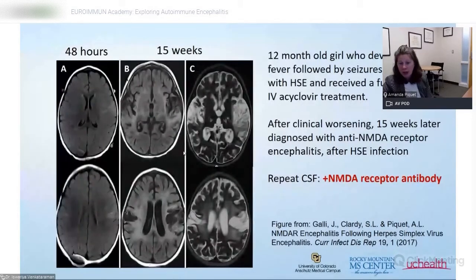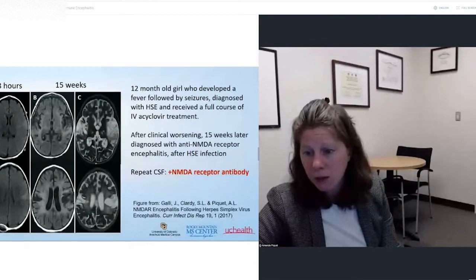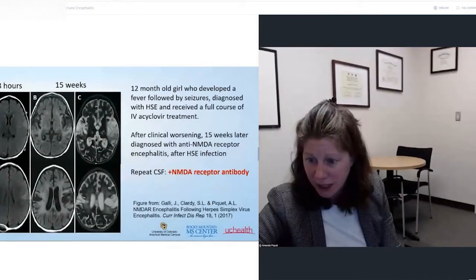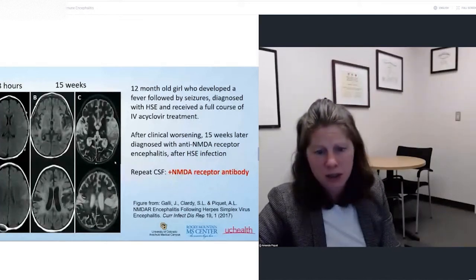She had repeat CSF done, which demonstrated a positive NMDA receptor antibody in the CSF. And she was subsequently diagnosed with anti-NMDA receptor encephalitis as a post-infectious process following HSV encephalitis.